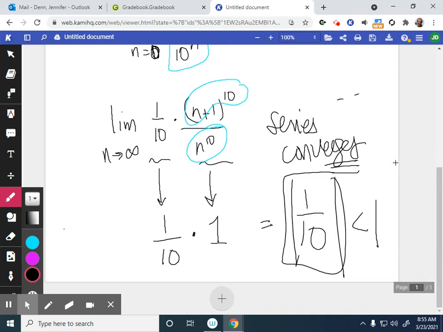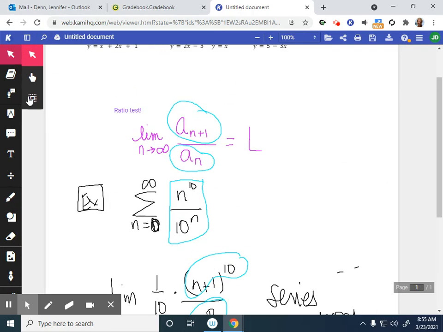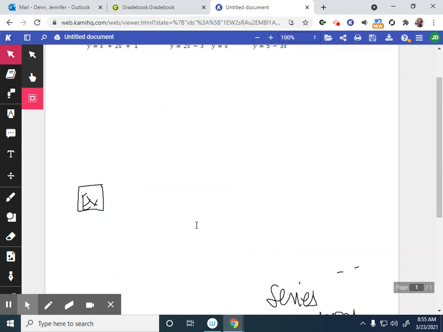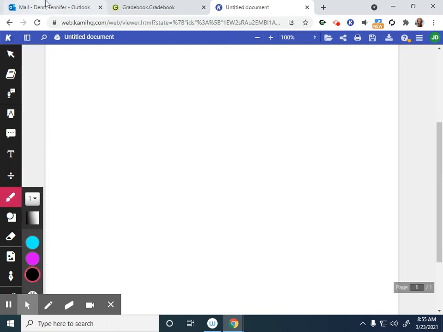There's one more I want to show you, and that is, what do we do with a factorial? So how do we apply the ratio test to factorials? So let's go through that. So let's say, hold on, the lights in here turned out. Let me stand up.